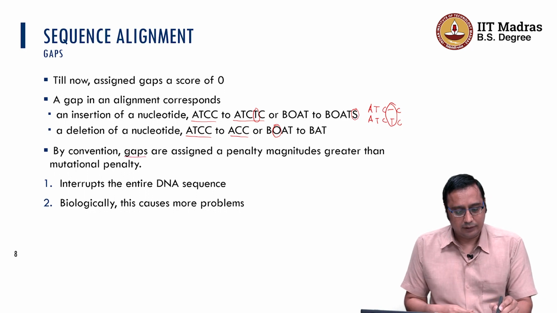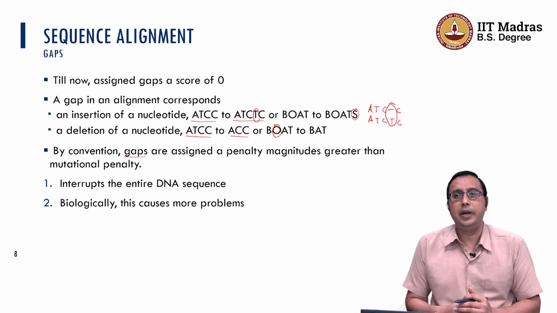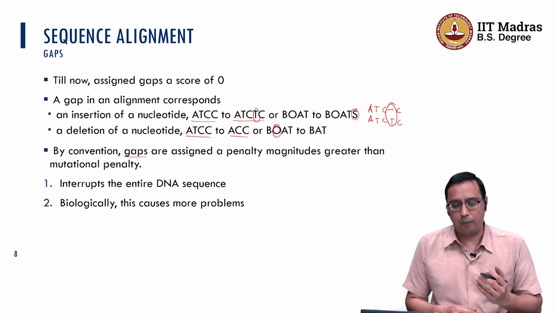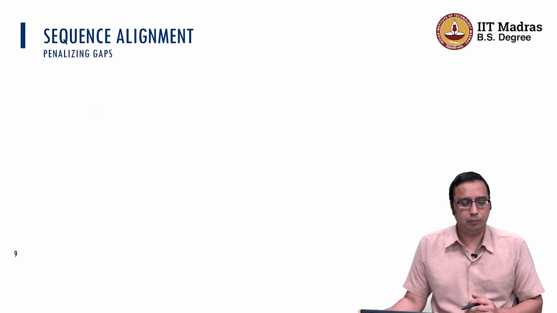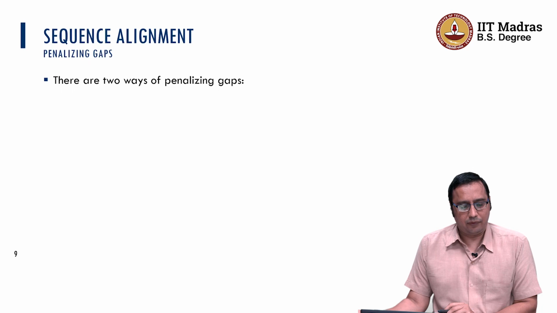Hence, the gaps are considered to be a bit more problematic than the sometimes mutation, and hence we provide gaps a greater amount of penalty than the mutational penalty. Now, there are two ways we can penalize the gaps. We'll see the significance of both of them in the coming slides.